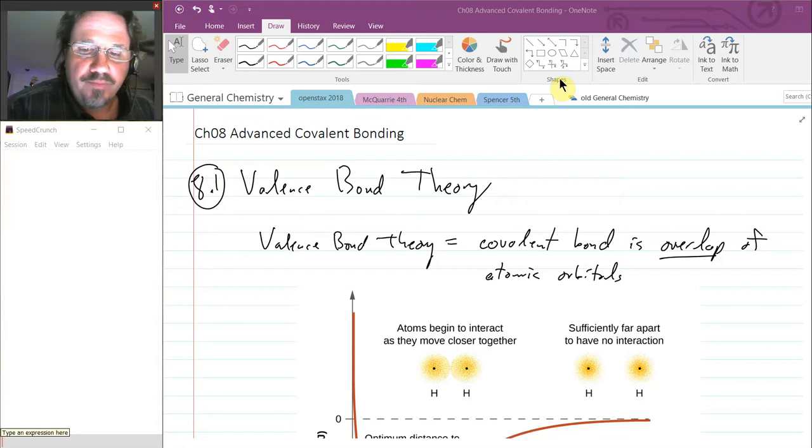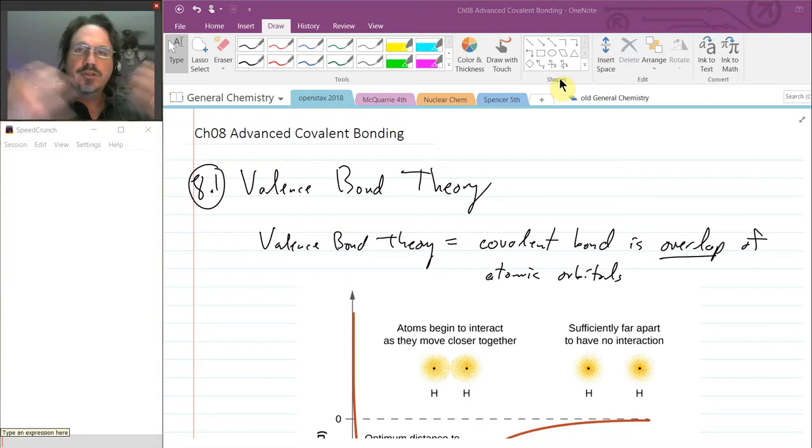Valence bond theory. Right, so now we turn our attention to the more advanced theories of covalent bonding. Exactly how do two atoms share their electrons to make a more stable, lower energy sort of arrangement that we call a covalent bond.